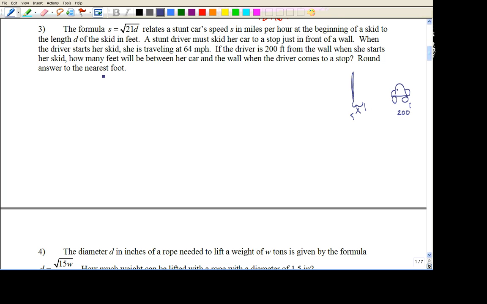So let's start plugging into the formula. So we have S equals the square root of 21 times D. So the S stands for the car's speed in miles per hour, which was 64. 21. And then the length of the skid is 200 minus x.